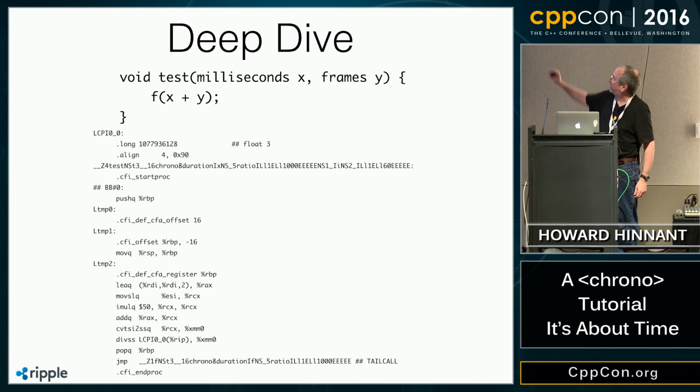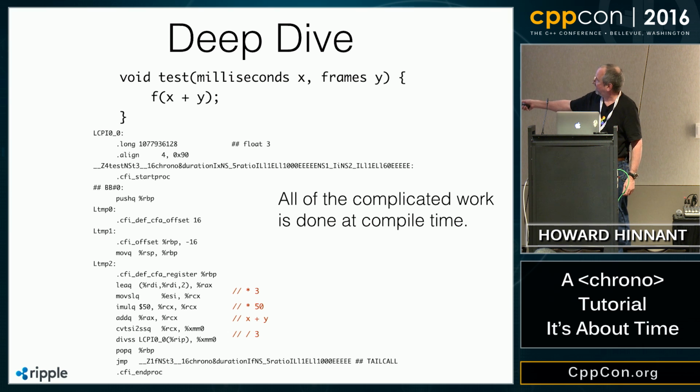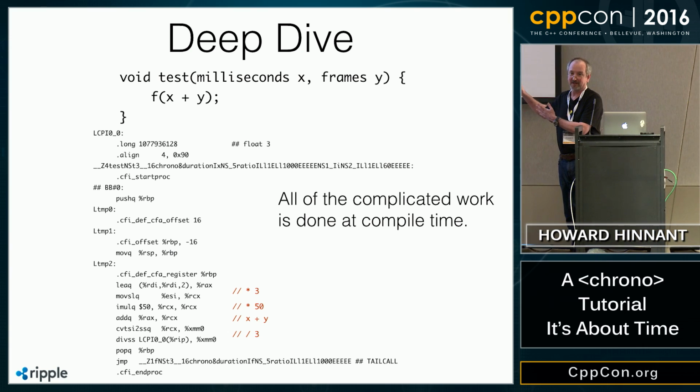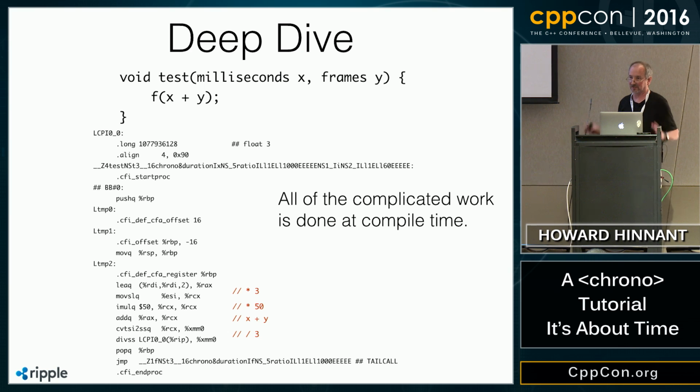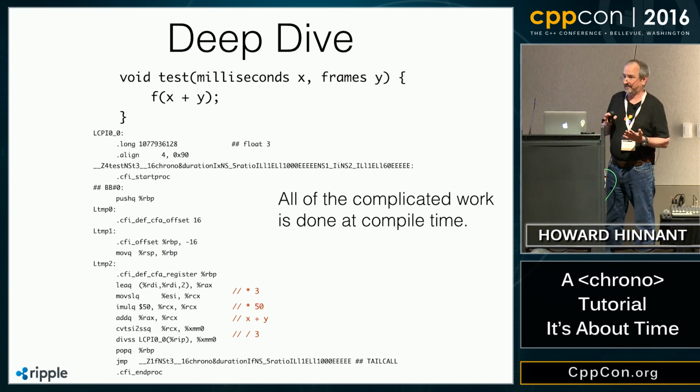And to demonstrate that, if we had some function called test up here that took runtime arguments, x and y for milliseconds and frames, this is the assembly generated. And the thing to really notice here is what's not there. You don't find any calls to greatest common denominator in this code because they happened at compile time. They don't exist at runtime. All you've got at runtime is multiply by 3, multiply by 50, you add them together, and you divide by the floating point 3. That's the only stuff that happens at runtime. So this is very efficient.